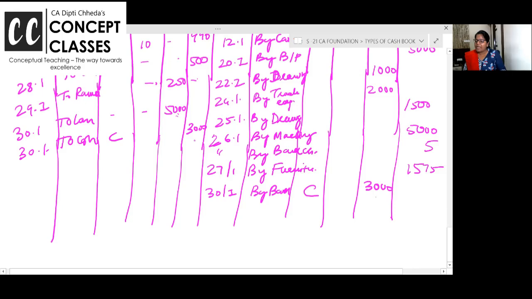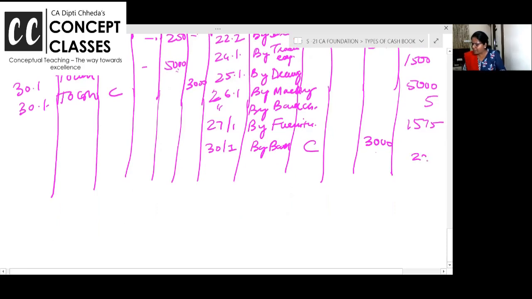Now, paid to landlord Mohan by check 220. So we have paid rent to the landlord by bank. So first I am writing the amount, 220. Which column? Carefully, bank column. By rent. Then I am coming and writing the date. I hope you are getting it.